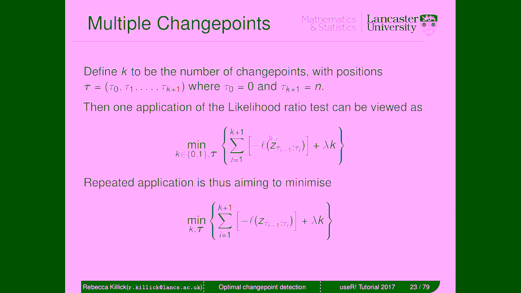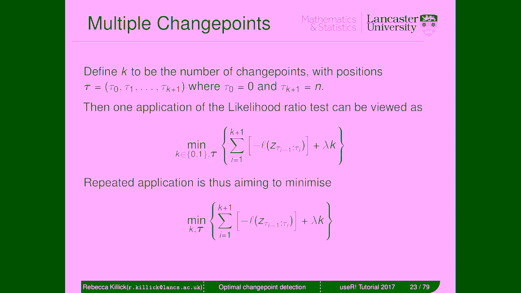So I'm adding up all of my likelihoods across all of my segments here. Because k, the number of change points, is either 0 or 1, this is basically either the likelihood of the whole data or the likelihood of the pre-change plus the post-change. And then I've got lambda k here. k is either going to be 0 or 1, so I'm either adding nothing or I'm adding my lambda. Okay? And if I'm looking at the minimum of that over all possible change point values tau, that basically just recovers the same thing as what I was doing previously.